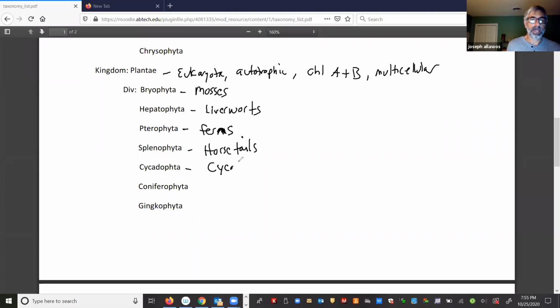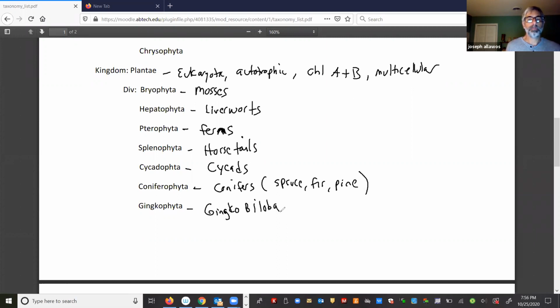Cycadophyta are the cycads. Coniferophyta are the conifers. Some examples: spruce, fir, pine. You could identify a conifer. Ginkgophyta, there's only one known species of Ginkgophyta, and it's called Ginkgo biloba. Ginkgo biloba. Okay. So we have these groups, and then there's one more, and I think it's on the next page, but I'm going to write it out here.